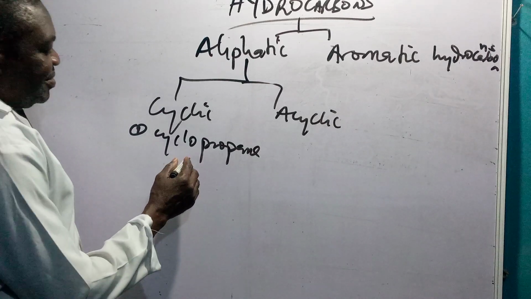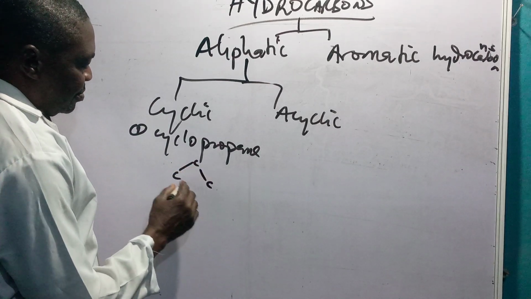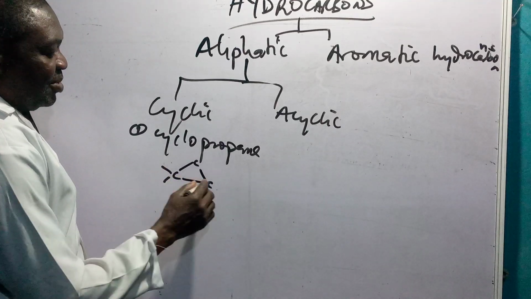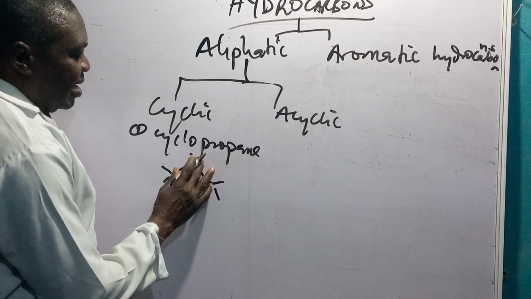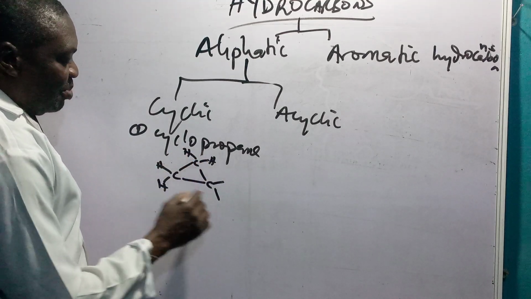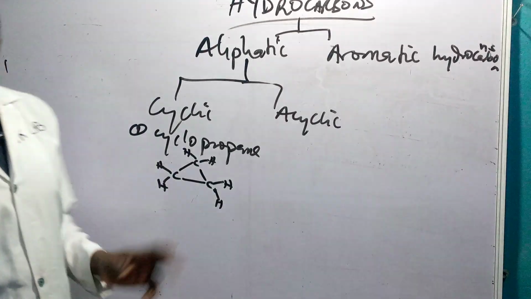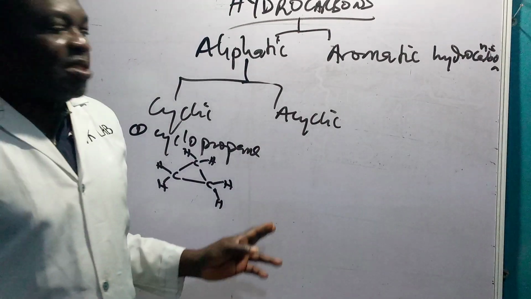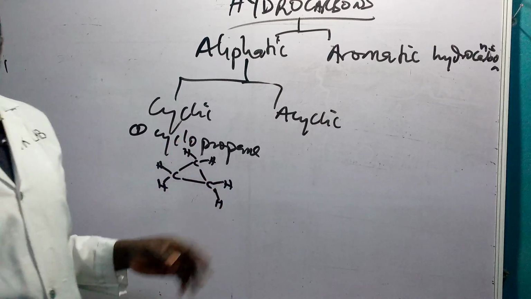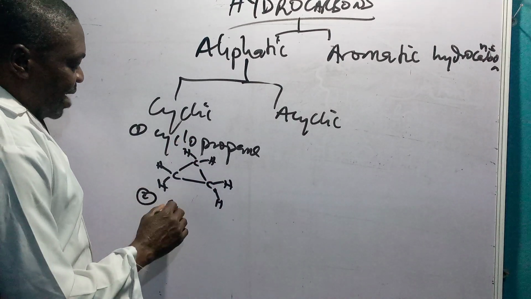And this is what the structure looks like. Remember, carbon is tetravalent and must always have a valency of 4, meaning that it has to be able to bond to 4 other elements. So this is cyclopropane, which is a part of cyclic hydrocarbon. We also have other examples. We also have another one, cyclobutane.